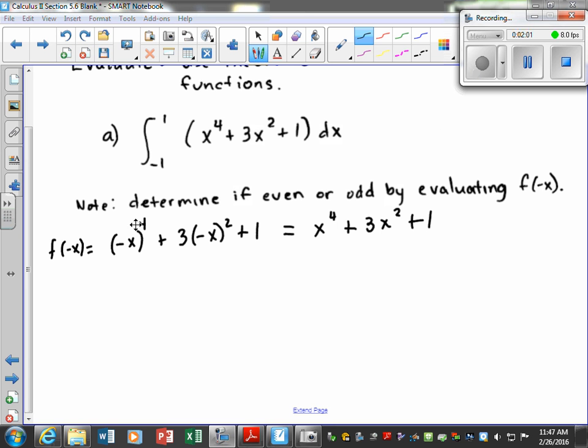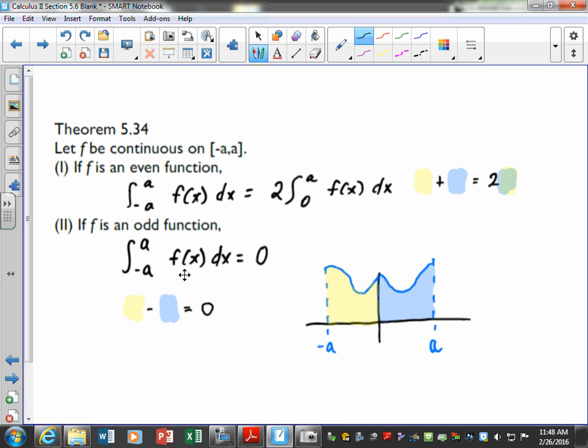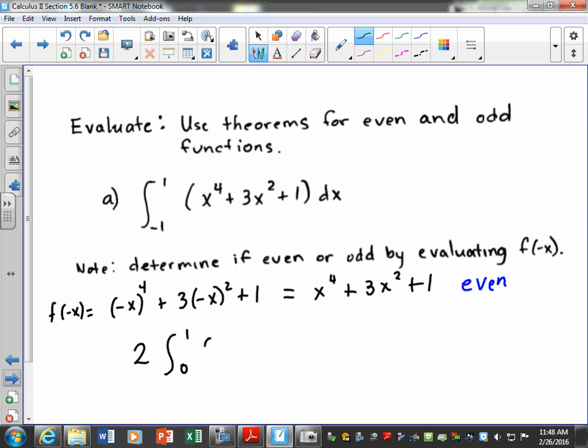Okay, negative x to the fourth is just going to be positive. This right here would simplify to positive 3x squared plus 1. We can see that f evaluated at negative x is equal to f of x, exactly, term for term for term. So this is an even function. So we're going to now use our property by the theorem. So we'll say 2 times the integral from 0 to 1. Make sure you pull that from the theorem, because these lower limits and upper limits change. So 2, 0 to a. So we got 0 to a, and then we have x to the 4th plus 3x squared plus 1 dx.